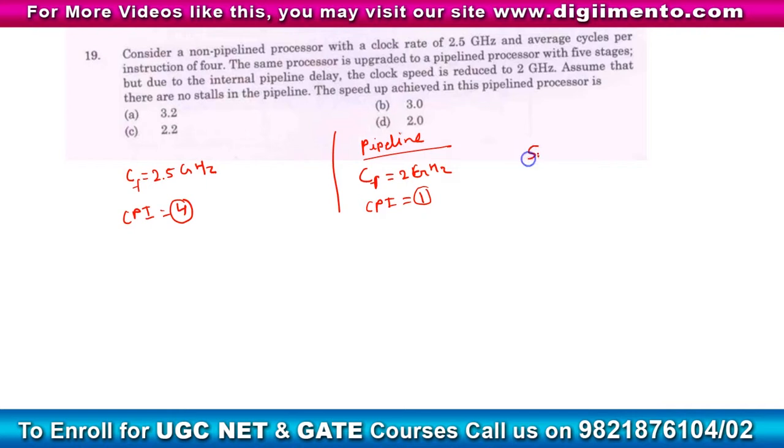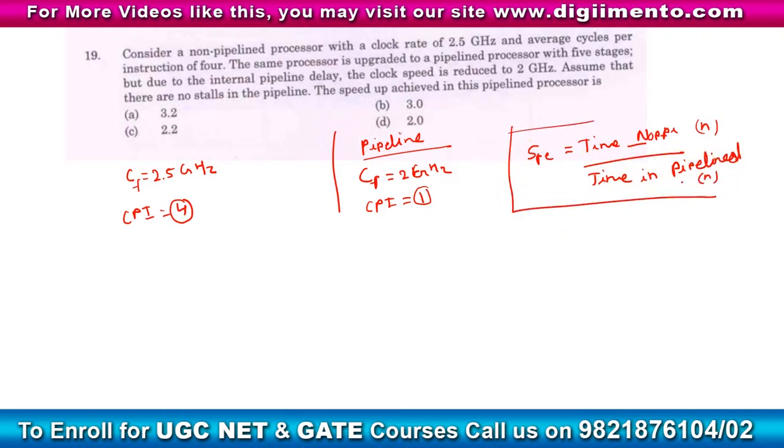Basically, the speed up is the time consumed in the non-pipeline processor divided by the time taken in the pipeline processor. So the time consumed in the non-pipeline processor to execute an instruction, divided by the time consumed in the pipeline processor to execute an instruction, will give the speed up. Let's suppose we have an instruction to execute.